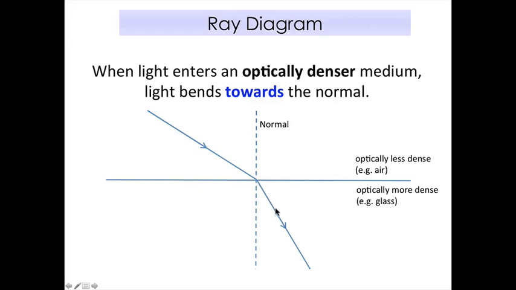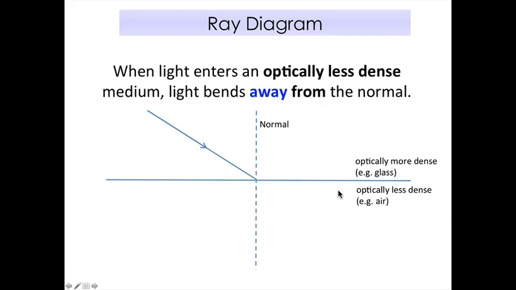Towards the normal means you'll be closer to the normal than originally. So you realize here it's now closer compared to this one. Okay, so it bends towards the normal. This is the first example, when it travels from less dense to more dense, air to glass. The second situation is when the light enters an optically less dense medium, so it bends away from the normal.